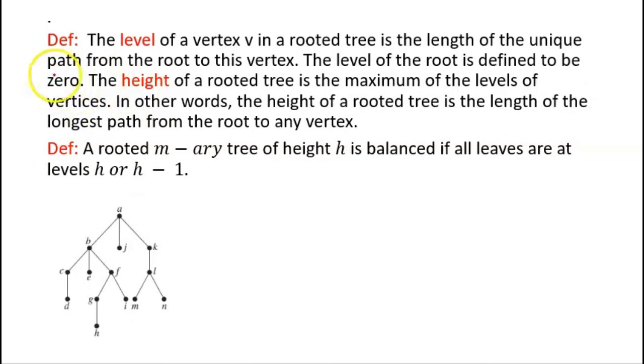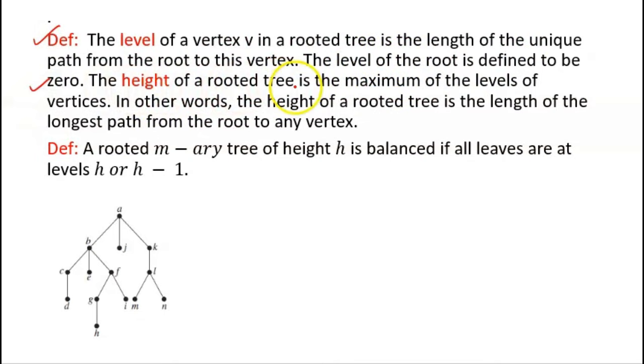Now the next thing that we are going to talk about is the label. The label of a vertex v in a rooted tree is the length of the unique path from the root to this vertex. The label of the root is defined to be 0. Here also there is some conflict, because some authors consider the root at level 1, but here we are considering the root at level 0. So we are going to follow this notation, and the label of the root is defined to be 0.